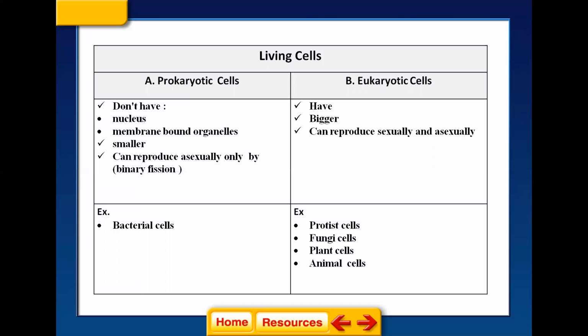Prokaryotic cells can reproduce only one way, asexually, by binary fission, while the eukaryotic cells can reproduce sexually and asexually. The only examples of prokaryotic cells are bacterial cells, and animal cells, protist cells, fungal cells, all are eukaryotic cells. Let's go back to the table.